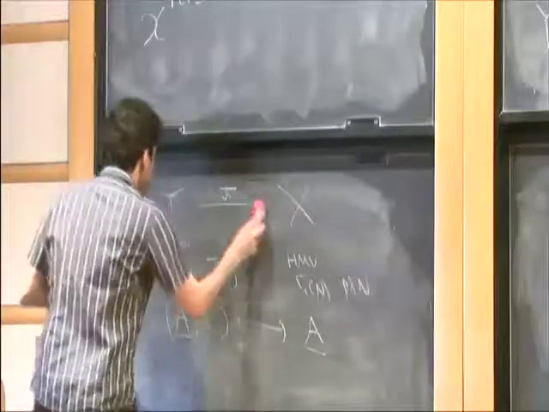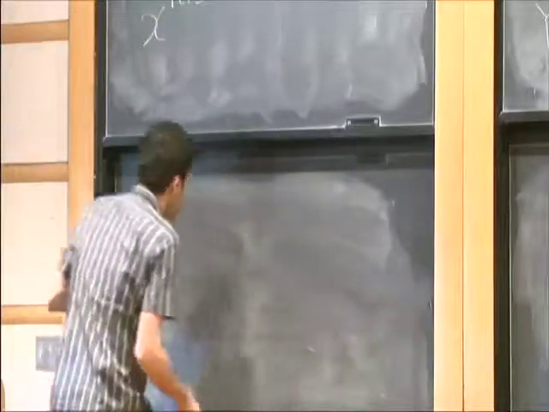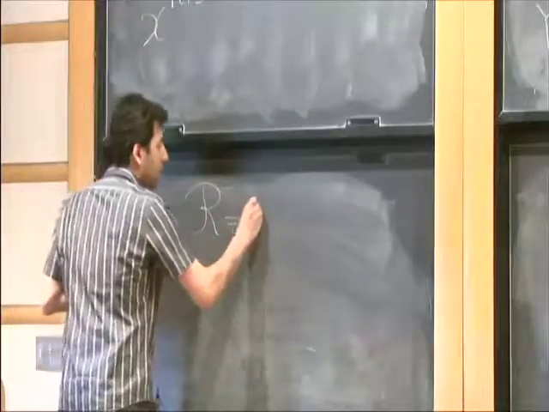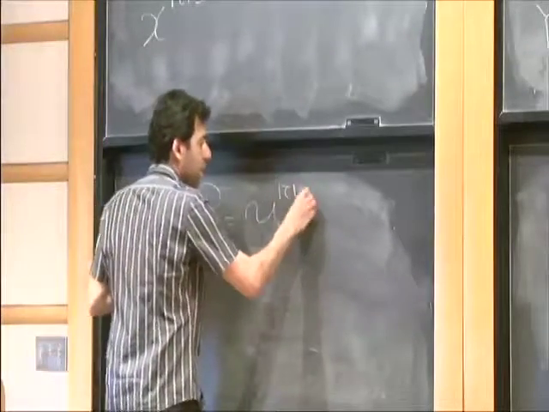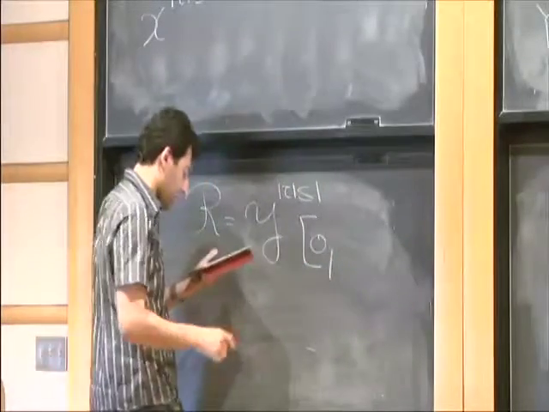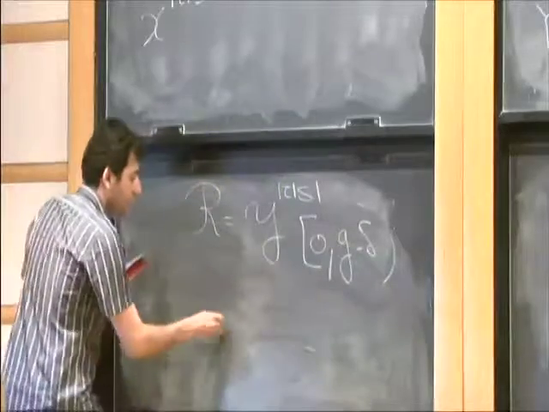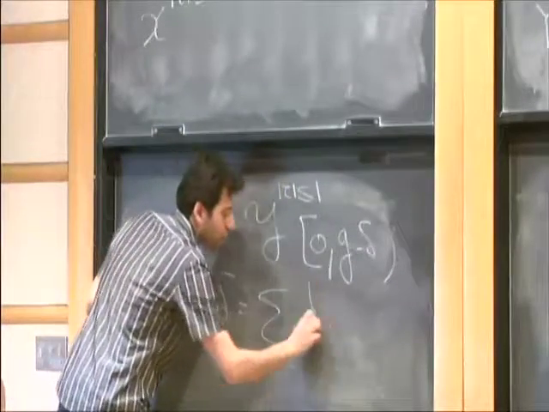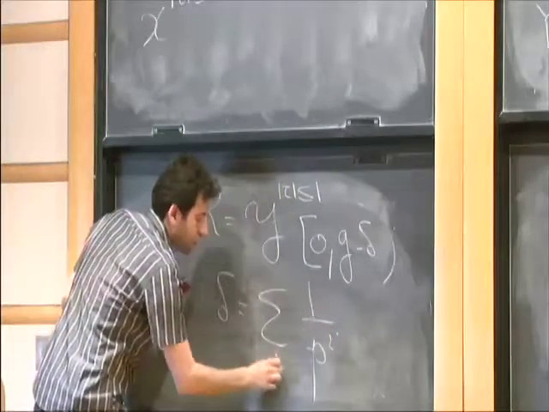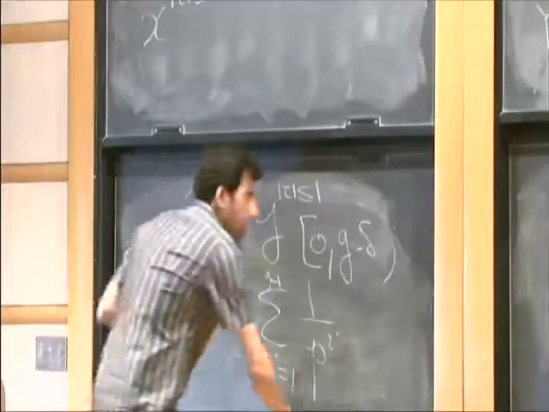And here is my definition for the initial region to begin with. I want to define R to be, take this and look at the part that has valuation going from 0 to g minus delta, open. And delta is the sum of 1 over p to the i, where i goes from 1 to g minus 1. Now let me draw a picture and show you what it looks like.